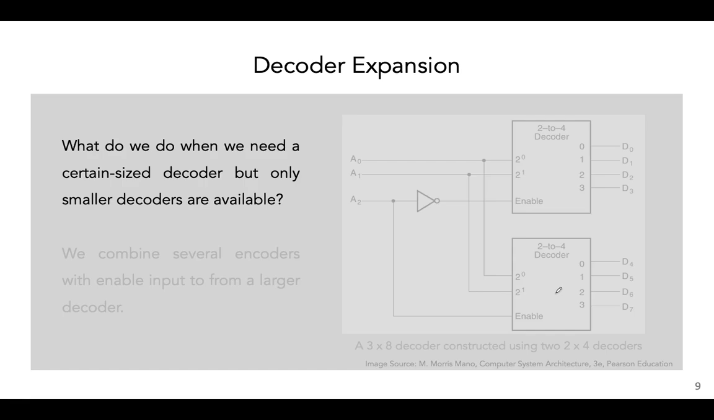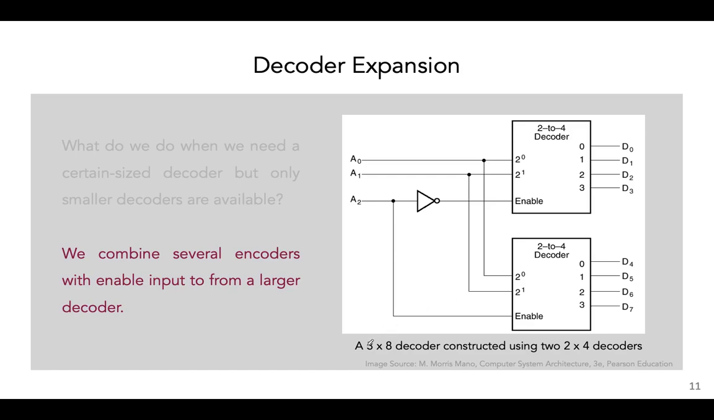Now, here's an interesting thing you can do with decoders. What if we need a certain sized decoder for a specific circuit, but we only have smaller decoders available? So what if we needed a 3 to 8 decoder, but we only have 2 to 4 decoders? An interesting thing you can do is combine several small sized decoders to generate larger decoders. Here is an illustration. Using two 2 to 4 decoders, we have designed a 3 to 8 decoder, and let's see how we've done this.